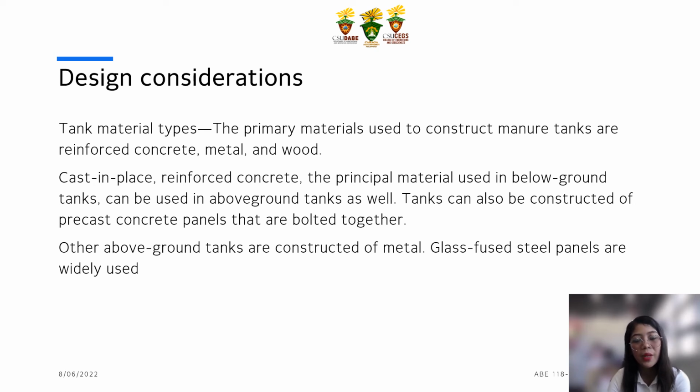So cast-in-place reinforced concrete is the principal material used in below-the-ground tanks and can be used in above-ground tanks as well. Tanks can also be constructed of precast concrete panels that are bolted together. Other above-ground tanks are constructed of metal. Glass-fused steel panels are widely used. Such tanks are manufactured commercially and must be constructed by trained crews, as with other types of metal panels.